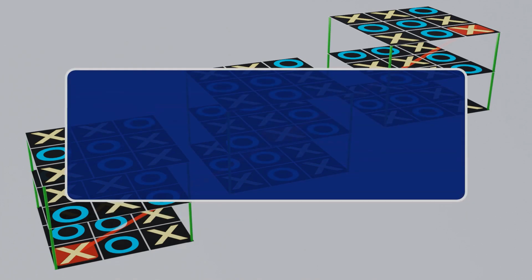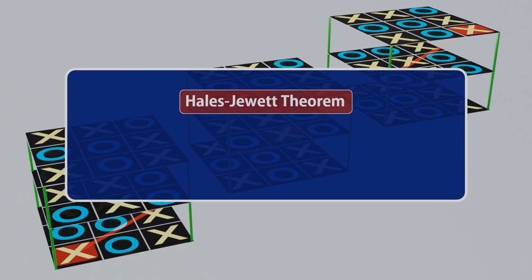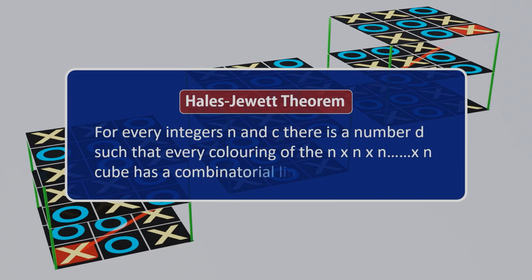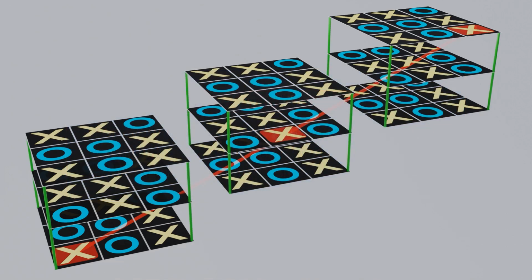This is all explained by Hales-Jewett's theorem. It states that no matter the length of the lines you choose, and regardless of the number of players, there's always a high enough number of dimensions that will guarantee a combinatorial line. This means that in these variants of tic-tac-toe, a win is always possible.